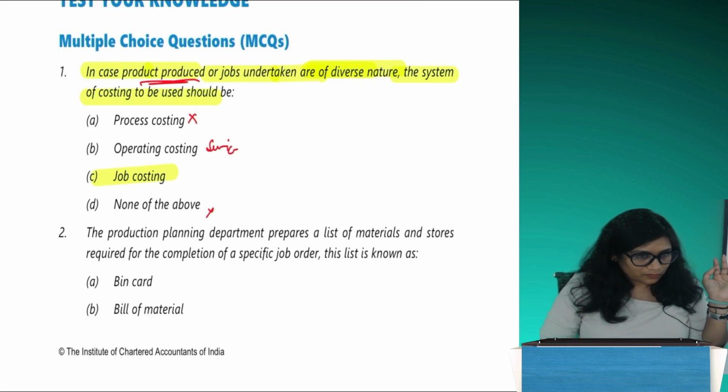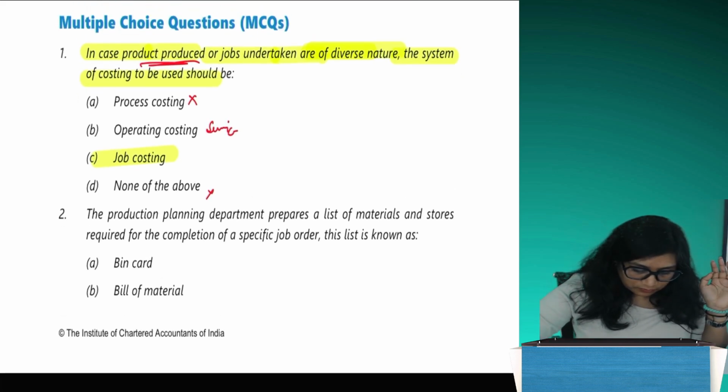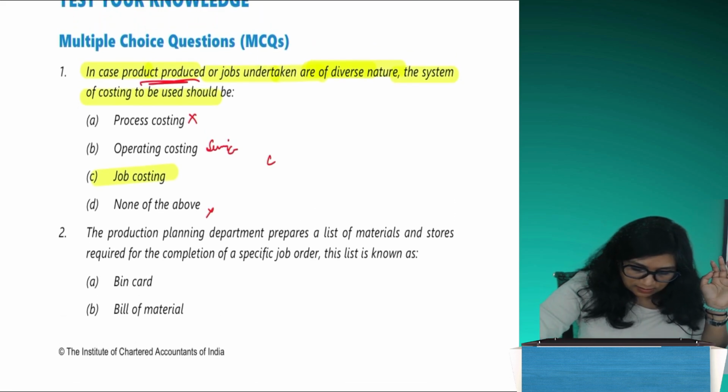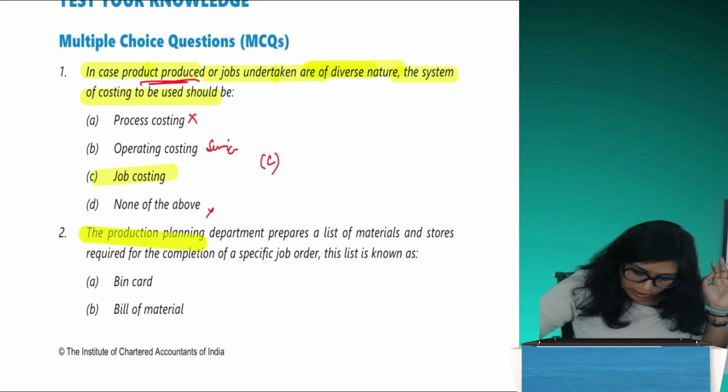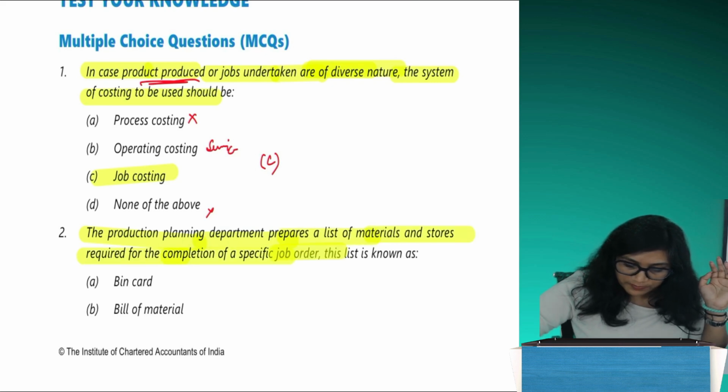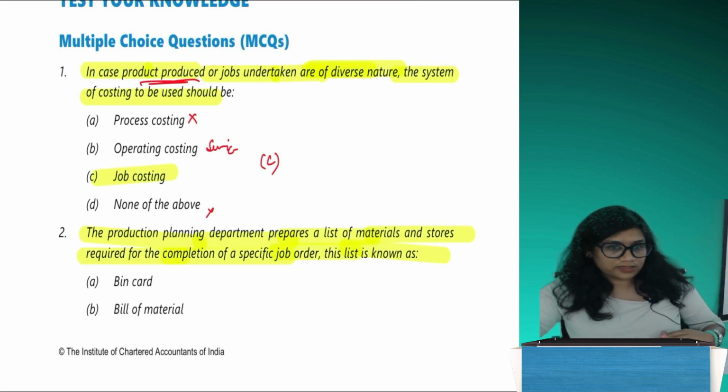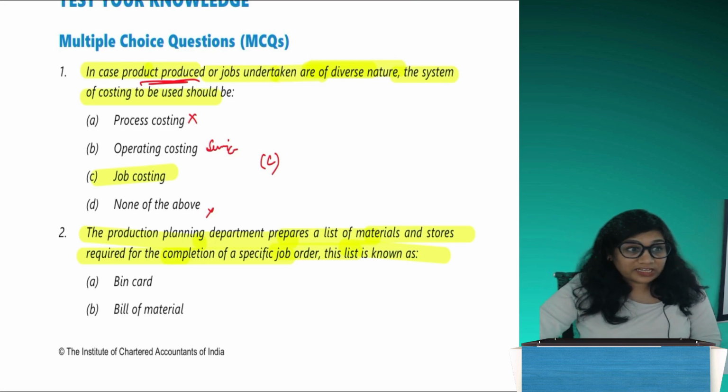Next one. The production planning department prepares a list of materials and stores required for the completion of a specific job order. This list is known as, if you have studied the material chapter properly, then you will be able to answer this question. So yes, bill of materials. A bill of material is a material specification list. So the engineering team or the production planning department of the organization prepares this list, which shows the standard quantities of raw materials which will be required to produce a given product.